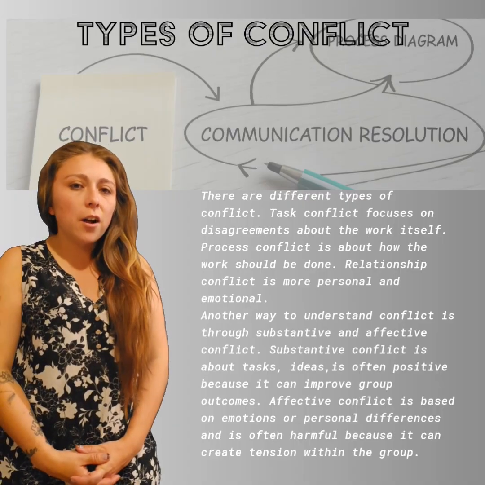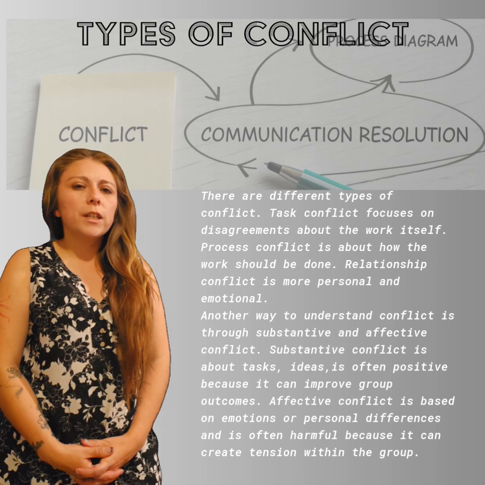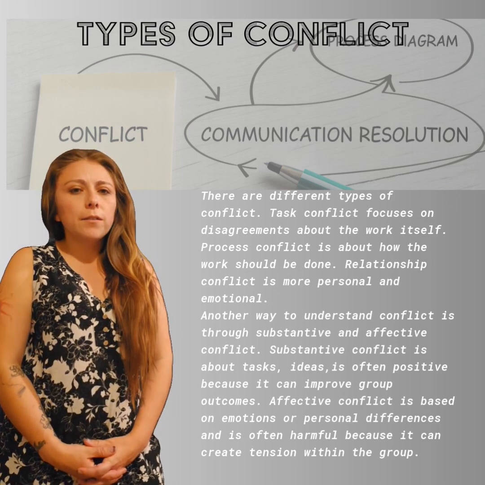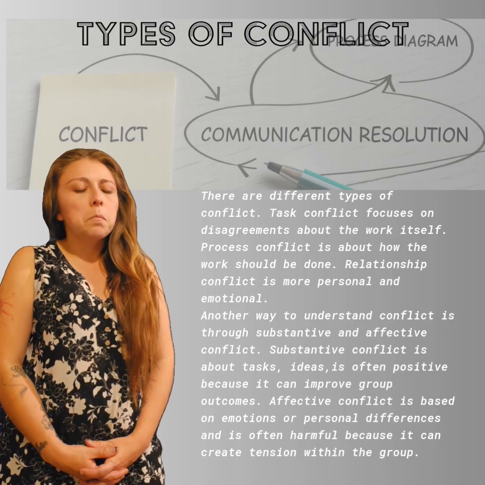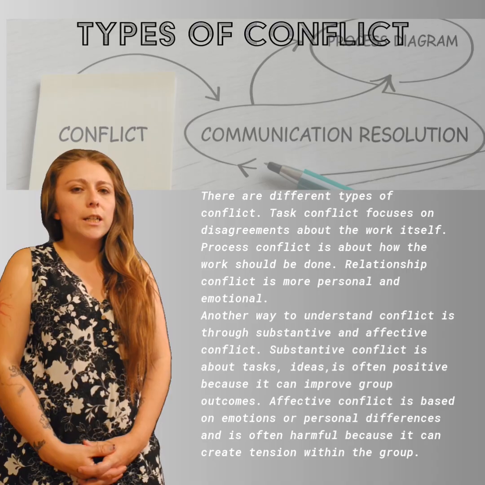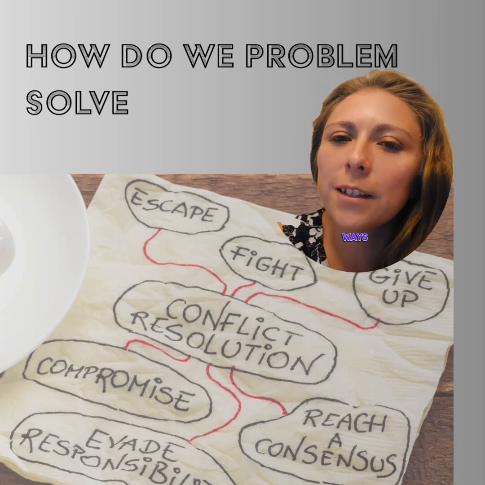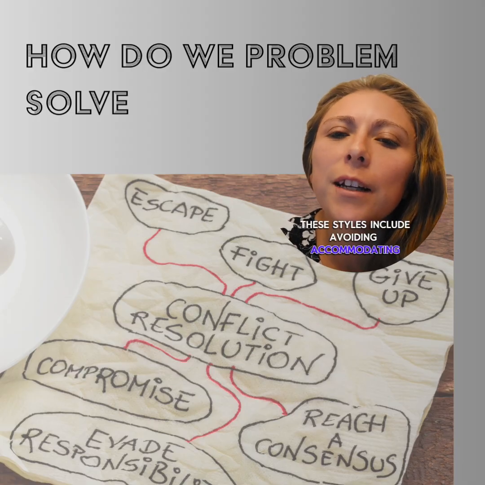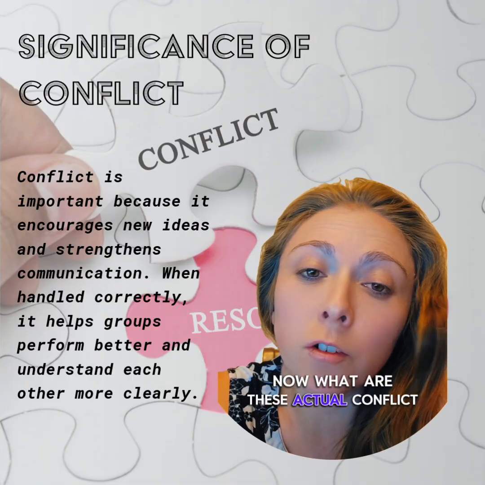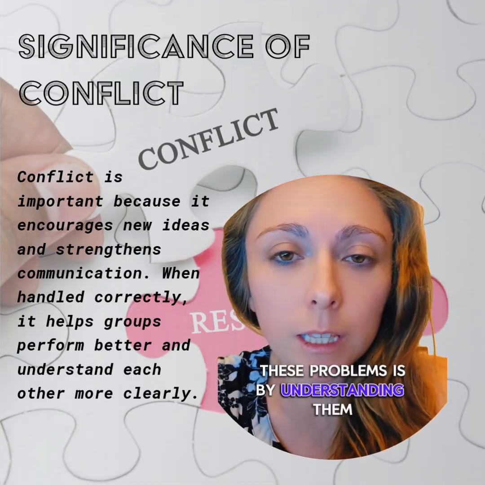Another way to understand conflict is through substantive and affective conflict. Substantive conflict is about tasks, ideas, or issues and is often positive. Affective conflict is based on emotions or personal differences. It is often harmful because it can create tension within the group. People respond to conflict in different ways. These styles include avoiding, accommodating, competing, compromising, and collaborating. Now, what are these actual conflict styles? And the way that we solve these problems is by understanding them.